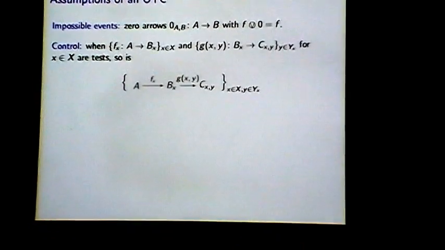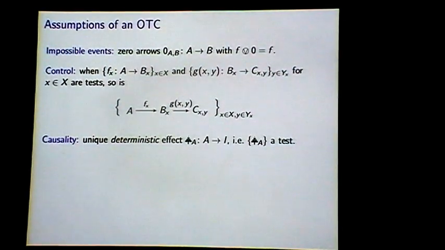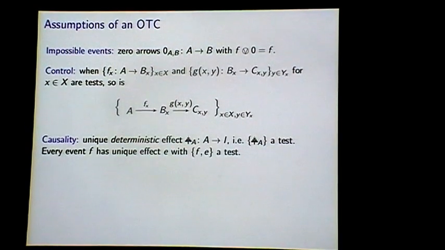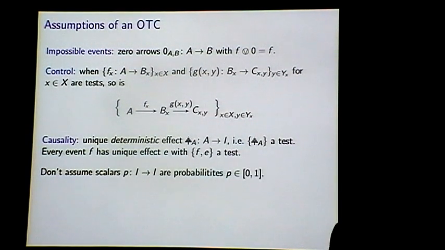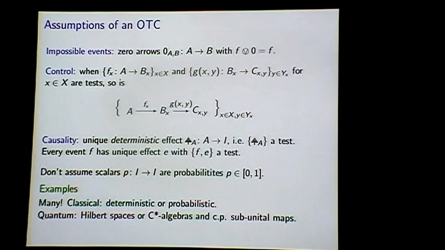And we heard that this is closely related to a notion of causal structure in your theory, which also meant that every system comes with a unique deterministic effect. So an effect is an event into this trivial system I, and deterministic means that on its own it forms a test. But finally, we'll actually assume a slightly stronger statement than causality. We'll assume every event comes with a unique effect which pairs with it to form a test, and to get causality out of that, you just take your original event to be the impossible one. And that's really the end of our main assumption. So crucially, we're not assuming any explicit probabilistic structure in these theories, as one normally does. There's obviously many examples of these.